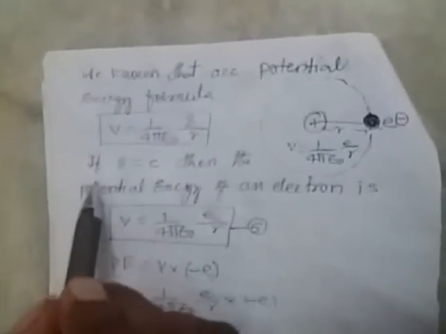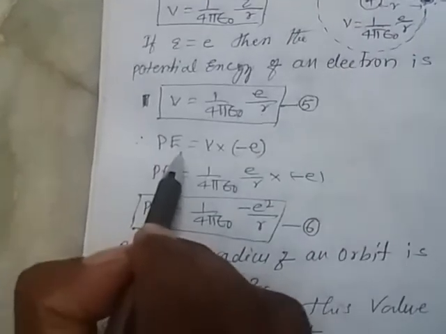According to this formula, the potential between the nucleus and the electron, with charge q equal to E, we can substitute: V equal to 1 by 4 pi epsilon naught E by r. This is equation 5. But what is the potential energy? The potential energy is due to the position of an electron in an electric field. That's why we multiply the potential by the charge of the electron, minus E. So therefore we will get the potential energy. This is the main important formula.